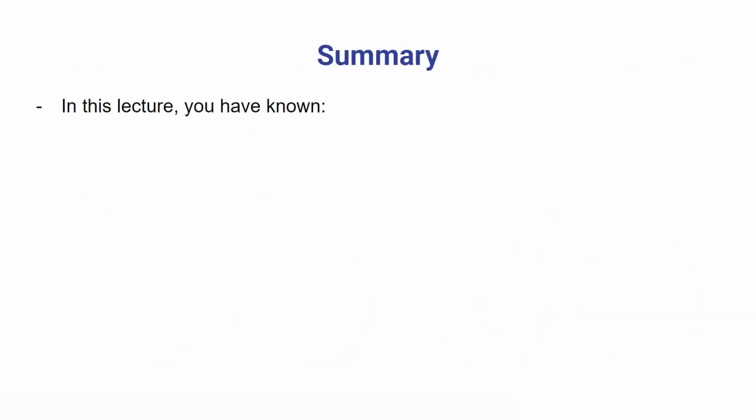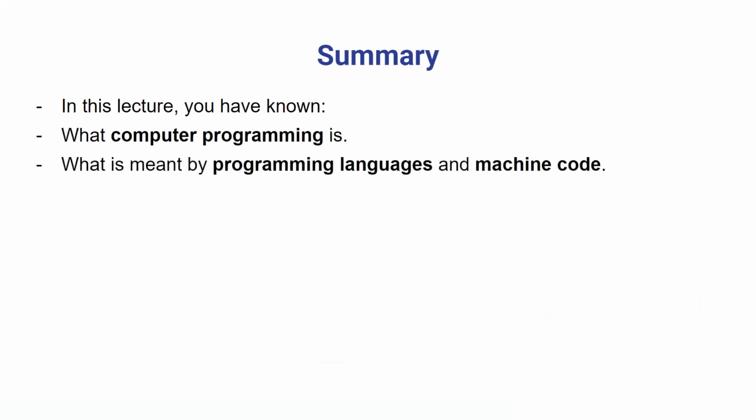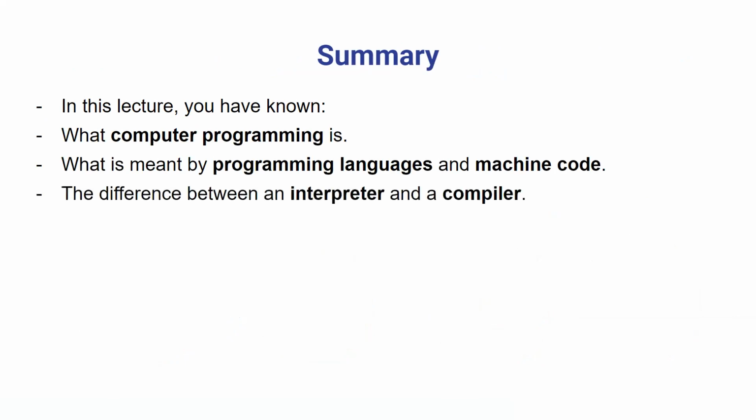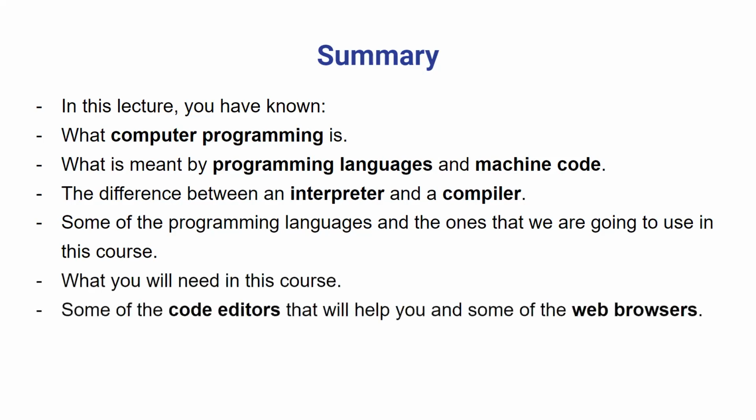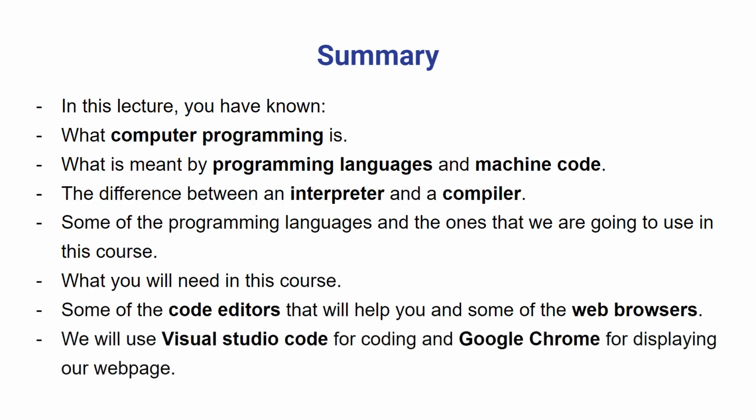Summary. In this lecture, you have learned what computer programming is, what is meant by programming languages and machine code, the difference between an interpreter and a compiler, and some of the programming languages, including the ones that we are going to use in this course, which are HTML, CSS, and JavaScript. You also learned what you will need in this course: some code editors and some web browsers. We will use Visual Studio Code for coding and Google Chrome for displaying our web page.